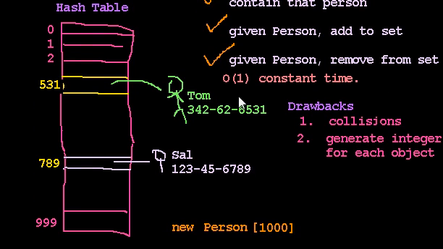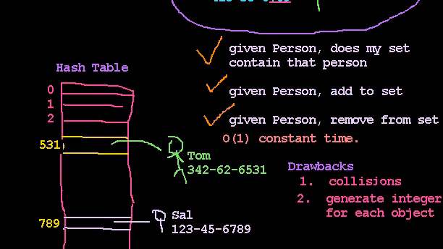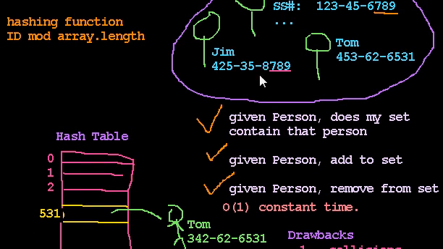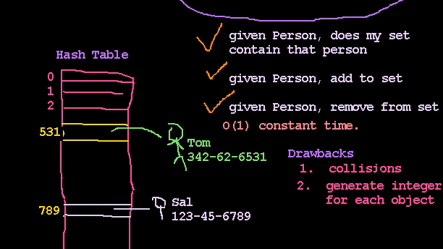Now, although I was very, very excited to achieve constant time for all these operations, I'm concerned about a couple of drawbacks. One is I need to determine an integer for each object. Here I relied on the fact that each of my objects had a social security number, an ID number. That's great for person objects, but we might worry about whether that is going to be true for all objects. And we'll visit that issue soon enough.